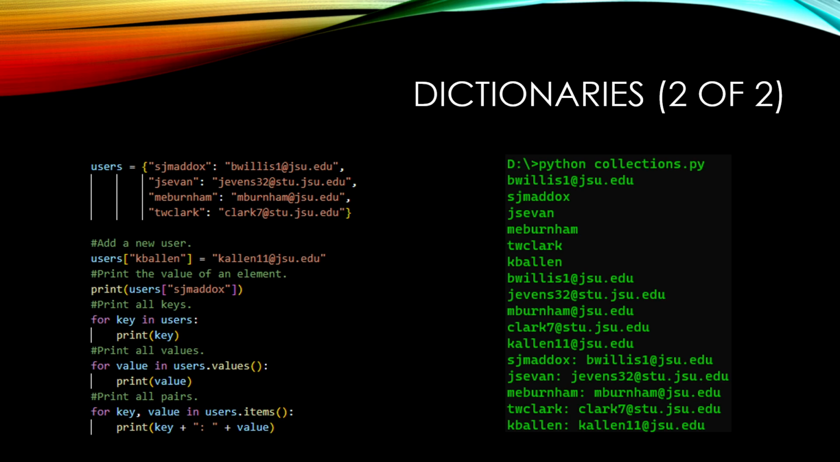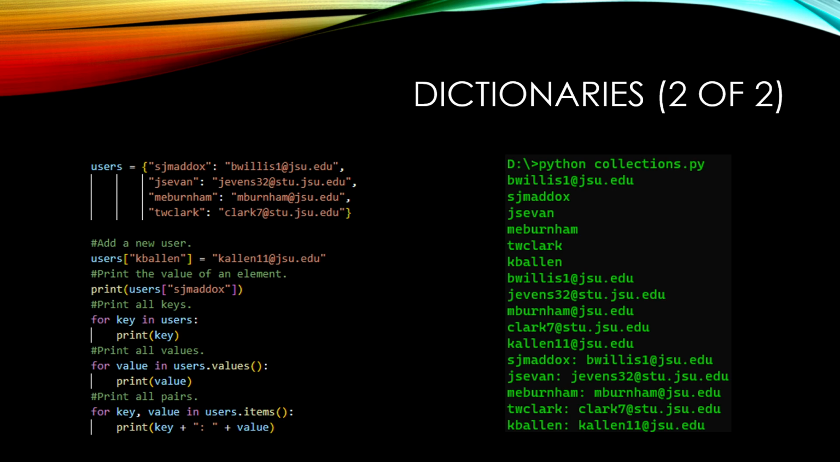So, if we want to add a new user, it's really simple. It is incredibly simple. So we have users sub kballen equals kallen11 at jsu.edu. All we do is we're trying to reference it, and if it's not there, if that key is not there, then it'll add it. If it is there, then it'll just change its value.